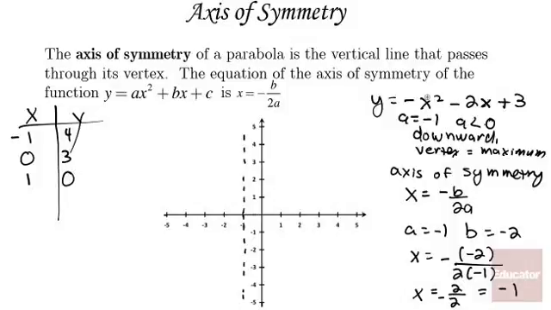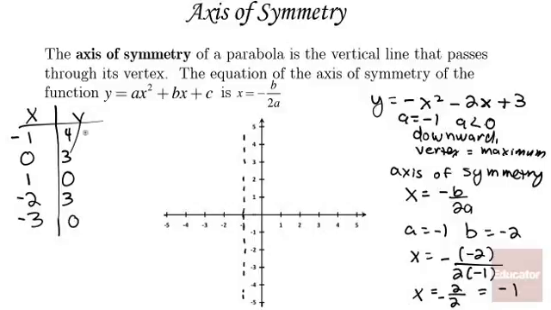When x is 1, I'd get negative 1 minus 2 plus 3, so this would be negative 3 plus 3, that would give me 0. When x is negative 2, y comes out to 3. And when x is negative 3, y is 0. Okay, let's go ahead and plot these points.